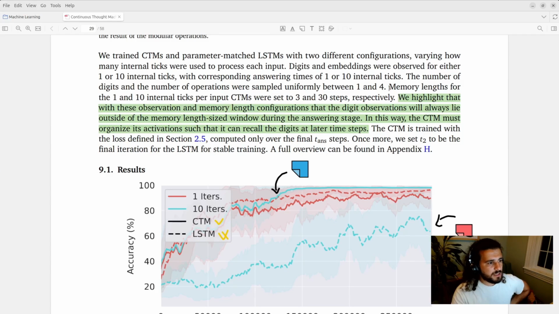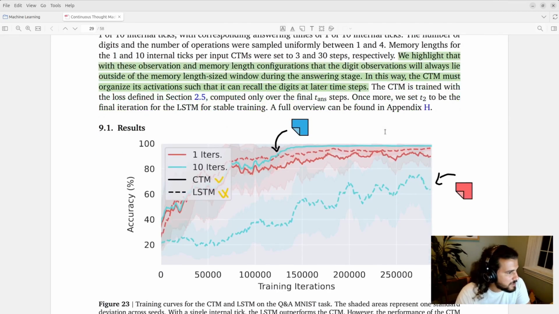Here, the interesting bit is that the memory length of the 1 and 10 internal ticks per input CTM were set to 30 and 30 steps. So we highlight that with these observation and memory length, the configuration is such that the digit observation will always lie outside of the memory length size window during the answering stage. So it's not really memorizing. Well, kind of, but it's storing the information not in a predefined block, but in the oscillation dynamics in some ways. Pretty interesting.